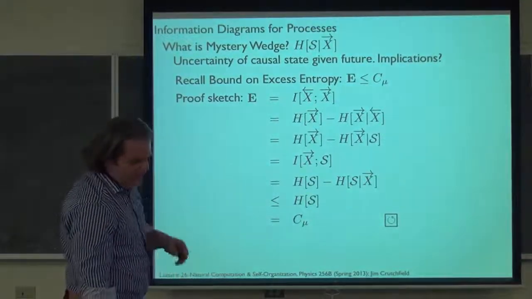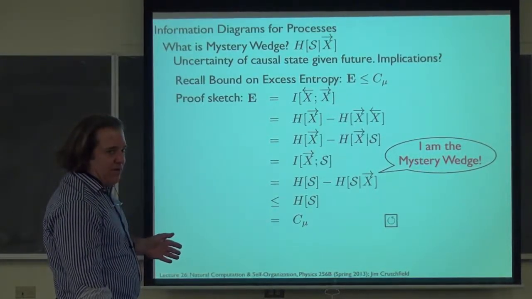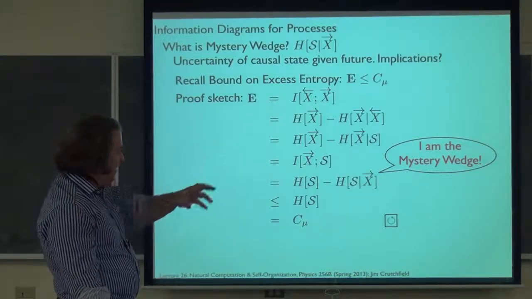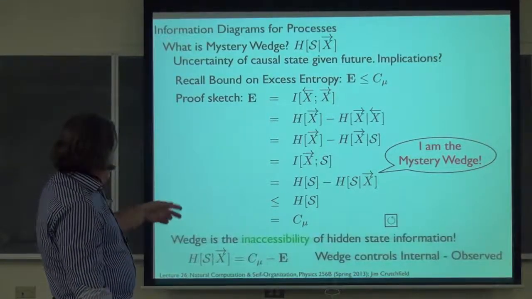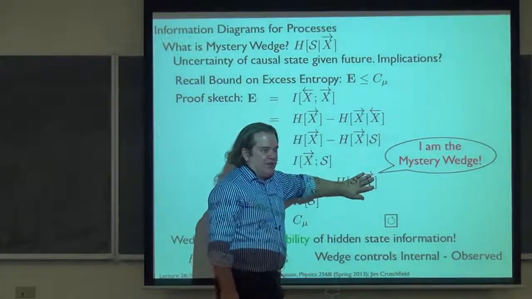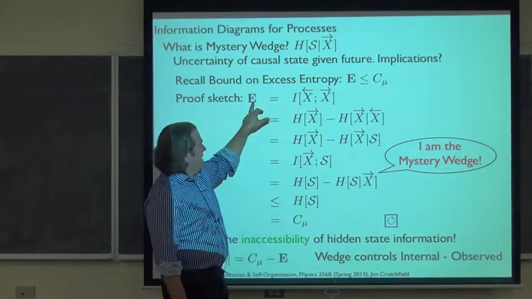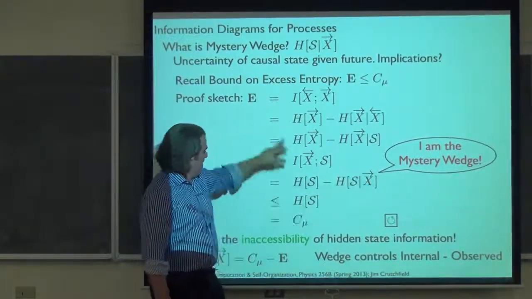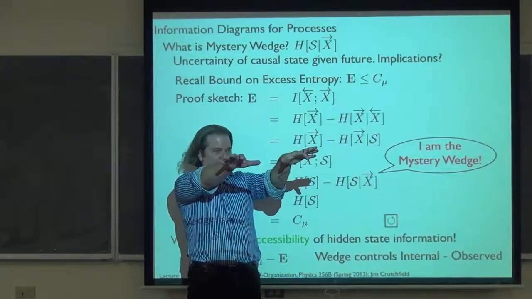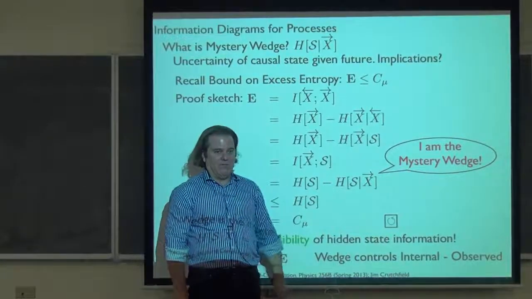This is the mystery wedge. Before, we just ignored it. But it just showed up. We can no longer ignore it. It's sitting there in the middle of our information diagram. And what this is telling us is that this mystery wedge is controlling the difference between the internal state information and E. Right? If this is zero, then they would be the same. So now we actually have a criterion for when the observed information and internal state information will be the same. It's when that conditional entropy is zero.